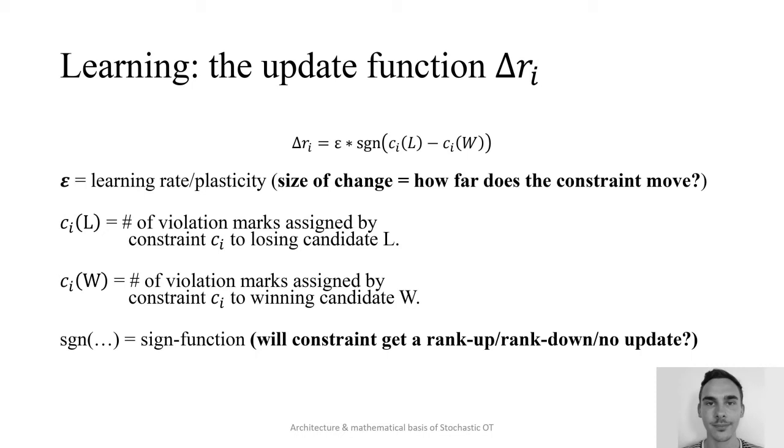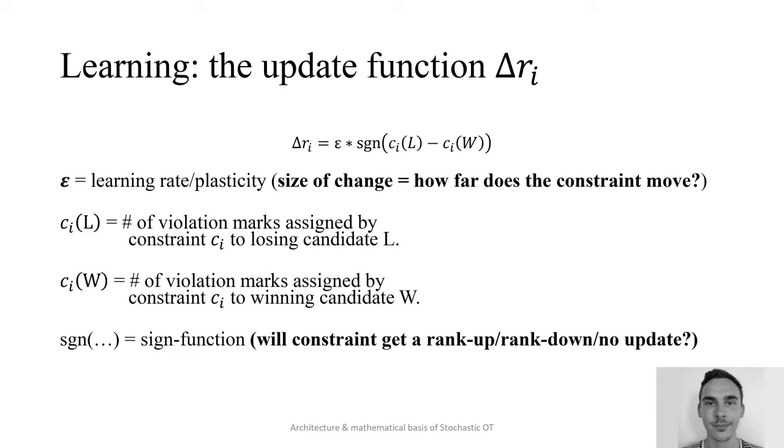It is called plasticity, or learning rate, and can be understood as a factor that controls how far a constraint can move from one evaluation time to the next. L and W are short for loser and winner. In the context of the GLA, loser simply refers to the learner's output, the output of the grammar you're trying to train, and W to the adult's output, or the output of the supposedly proficient speaker.